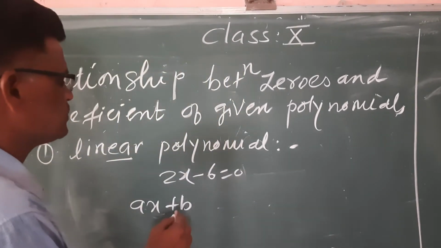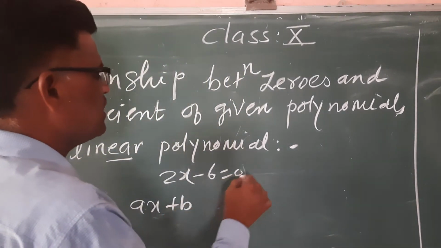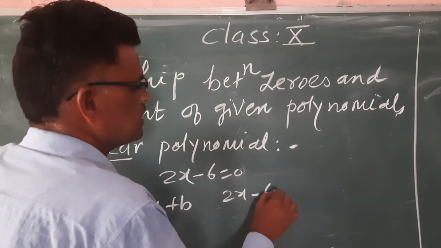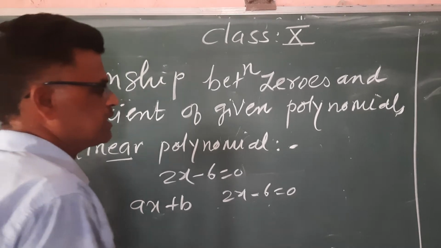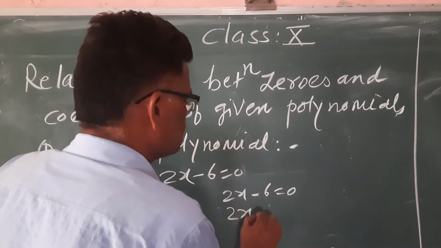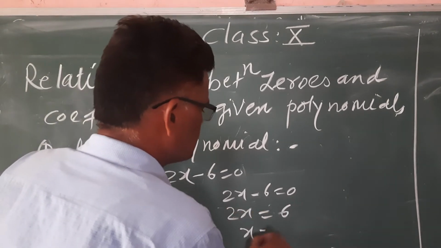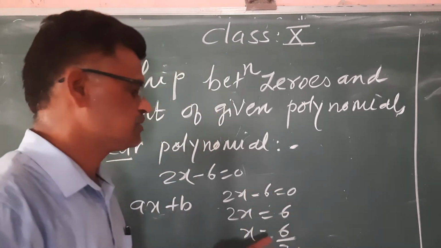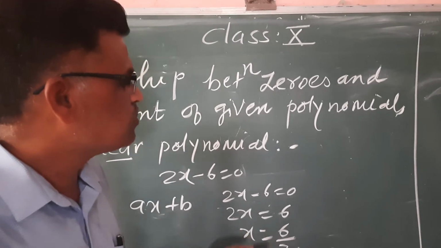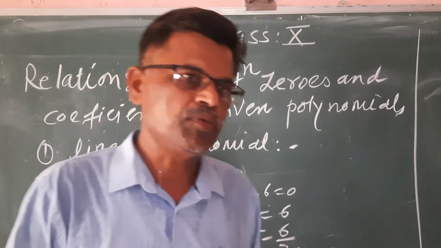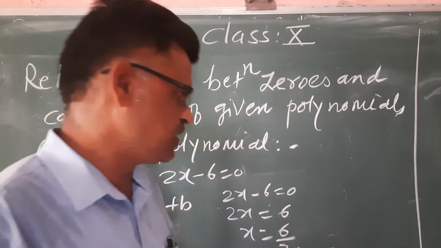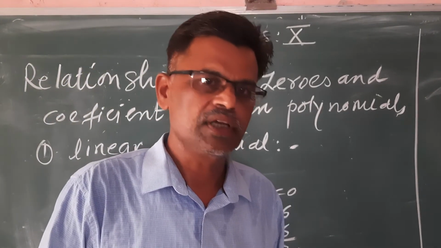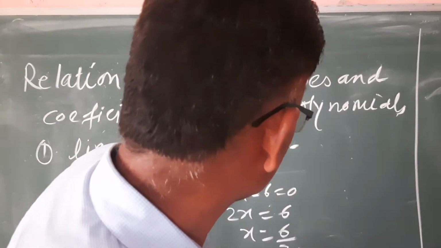Now see here, we have 2x minus 6 is equal to 0. By taking minus 6 to that side, 2x is equal to 6 and x is equal to 6 by 2, so x is equal to 3. We get one solution here, the root of the polynomial, that is 3. This 3 is called the zero of the given polynomial.